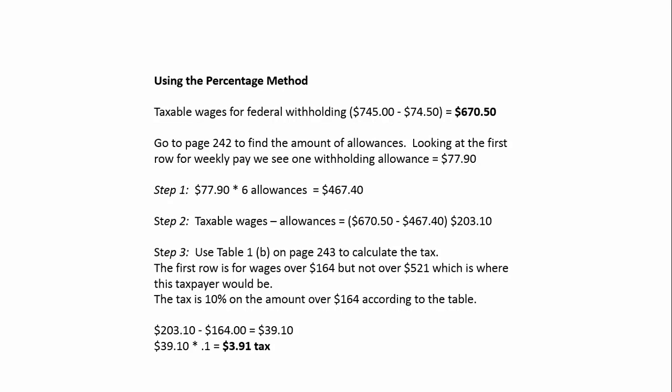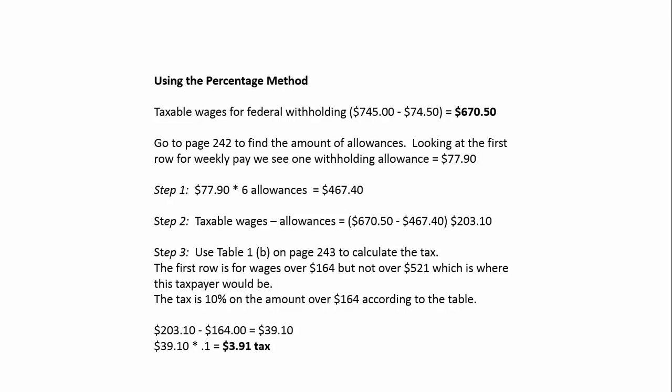Let's move on to the percentage method. We go to page 242 to find the amount of the allowances. Looking at the first row for weekly pay, we see one withholding allowance equals $77.90. But this employee has 6 allowances. So step 1 is to multiply $77.90 times the 6 allowances, and that equals $467.40.